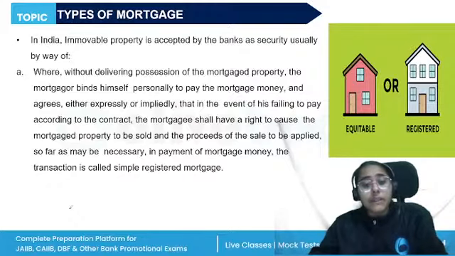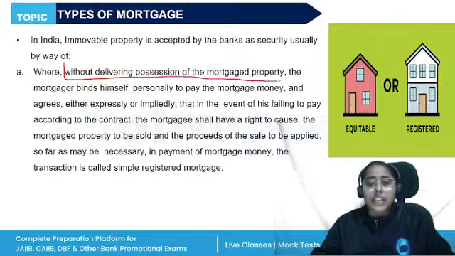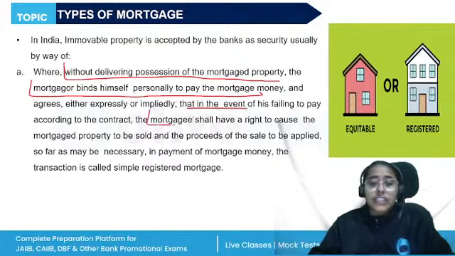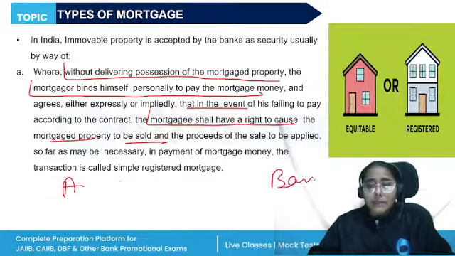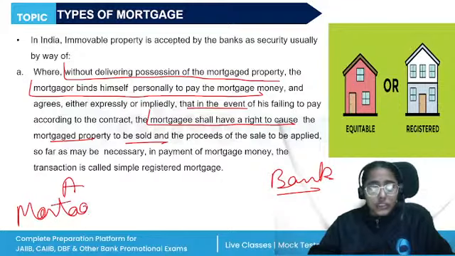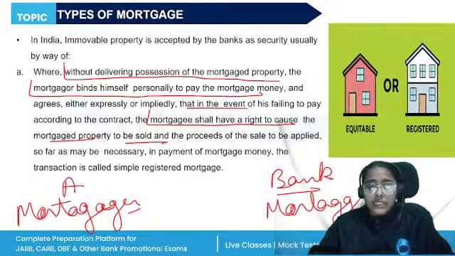So a simple registered mortgage is where, without delivering possession of the mortgaged property, the mortgagor binds himself personally to pay the mortgage money, and in the event of his failing to pay, the mortgagee shall have the right to cause the mortgaged property to be sold. So when we are talking about the borrower and the bank, the borrower becomes the mortgagor, and the bank becomes the mortgagee, right?